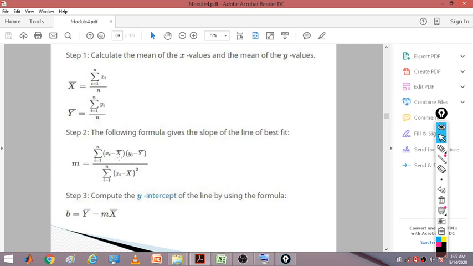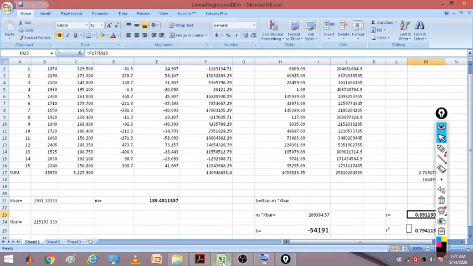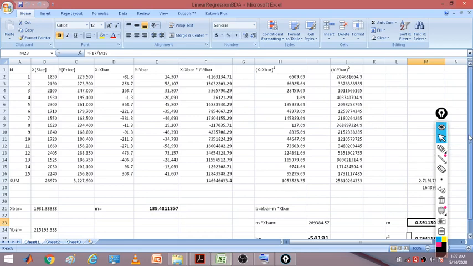So now we are taking x minus x bar into y minus y bar, the total of that, divided by the summation of x minus x bar whole square, which is this one. Now m is obtained by f17 divided by h17, so this is the summation of x minus x bar into y minus y bar over all the 10 examples divided by the summation of x minus x bar whole square. So we get the m value as 139.48.